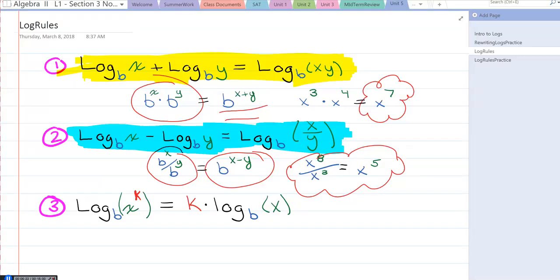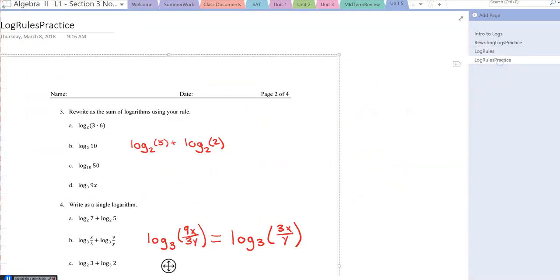Then finally, if I have an argument in a log that has an exponent, I can take that exponent and bring it down to the front. Again, it's just another way of manipulating the function to make it look how you want it to look, and then to be able to have the argument by itself. So those are the 3 log rules we're going to go over for now. Under that is some practice.